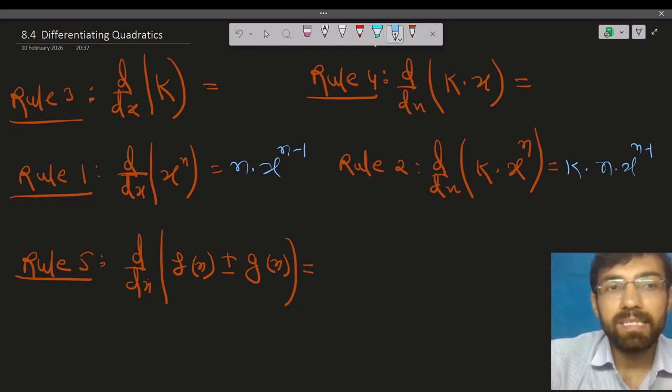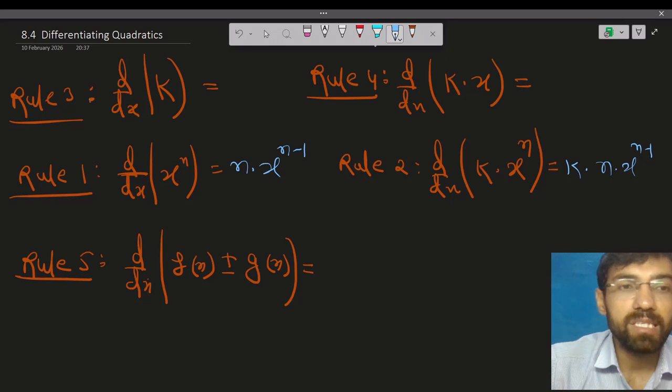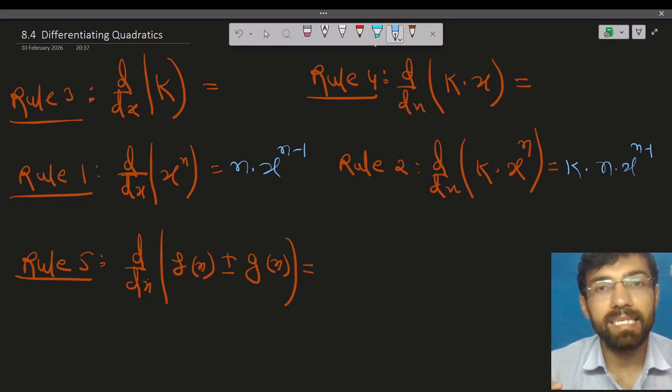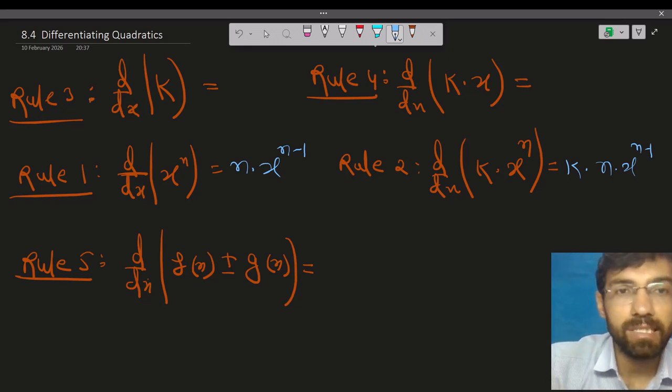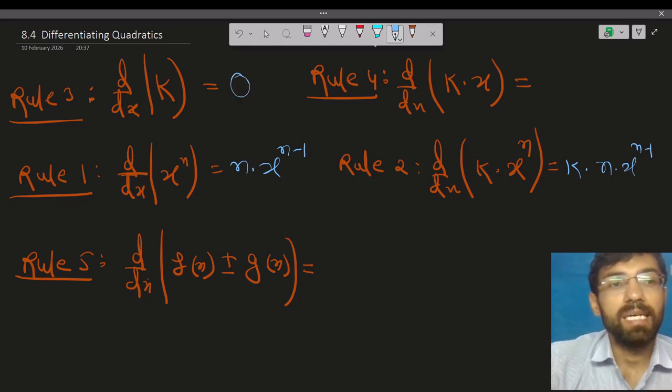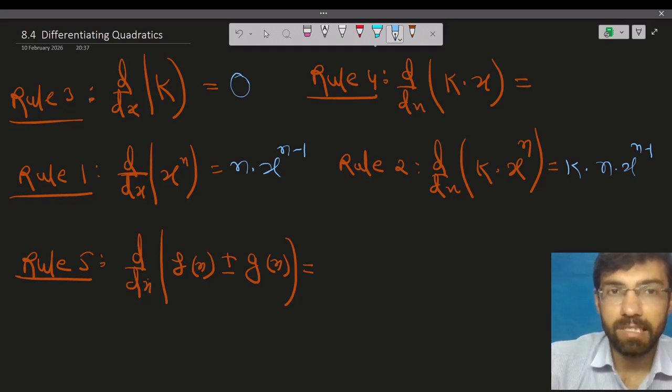New rule: d upon dx, basically d upon dx is called differentiation. So differentiation of k, where k is any constant. Differentiation of a constant is 0. So what is rule 3? Rule 3 is nothing but differentiation of any constant is 0.